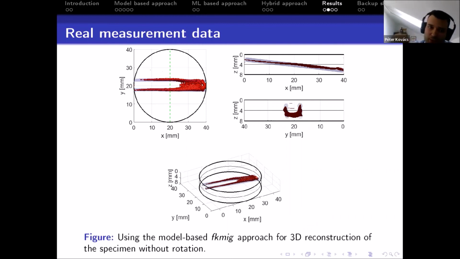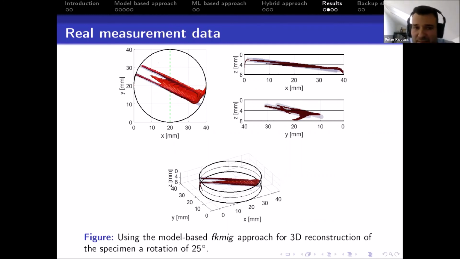And you can see as we go deeper inside the material, the reconstruction degrades. And even by changing the thresholding, the threshold value, we could not separate the two steel rods at the deepest part of the test specimen. And this even gets worse if we change the initial assumption. So if we rotate the test specimen a little bit, by 25 degrees, this gets much worse.